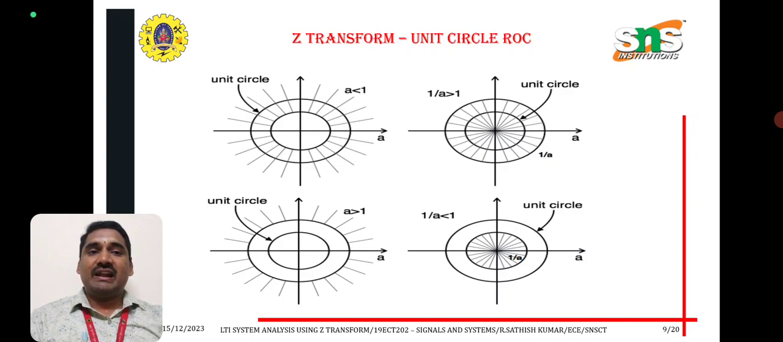1 divided by a greater than 1, the inner portion of the two circles should be shaded, and 1 divided by a less than 1 means the inner circle should be shaded.